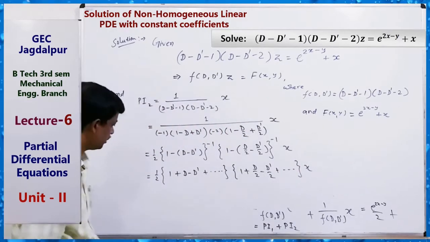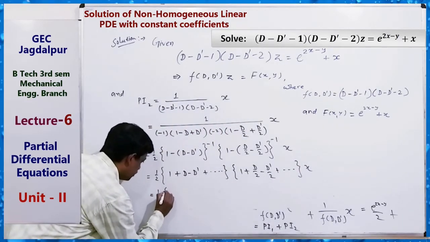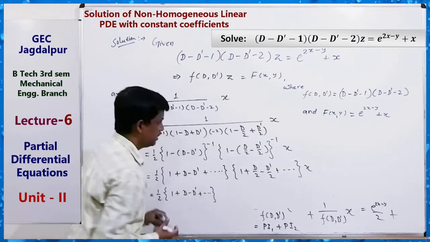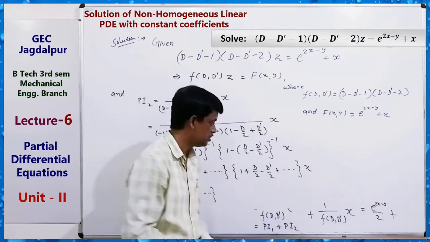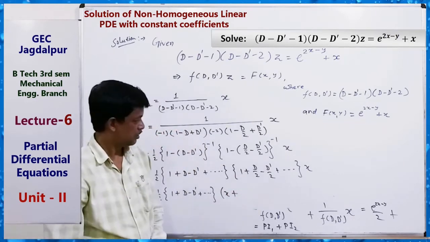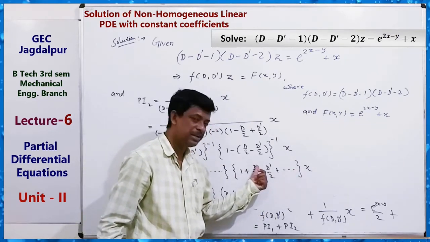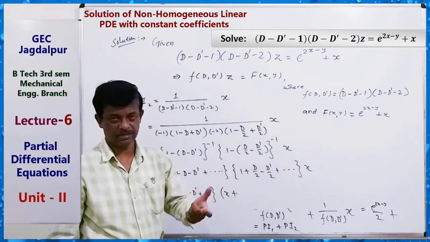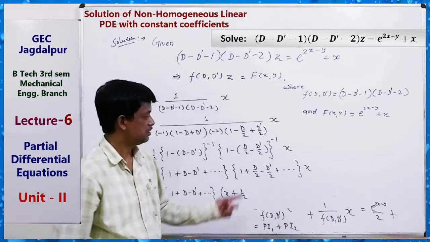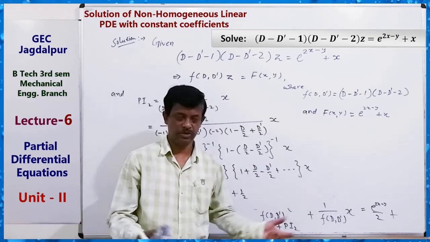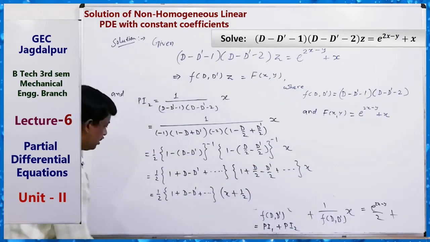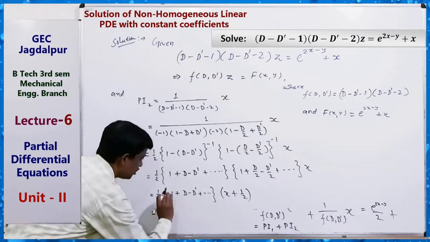Clear? So 1 by 2, 1 plus d minus d dash plus 1. Here apply this on x. So x plus x in front of d, dx, del x by del x is 1, so 1 by 2. Here d dash is del by del y of x, which is 0, and higher order 0. So we get this. Now apply this on this.